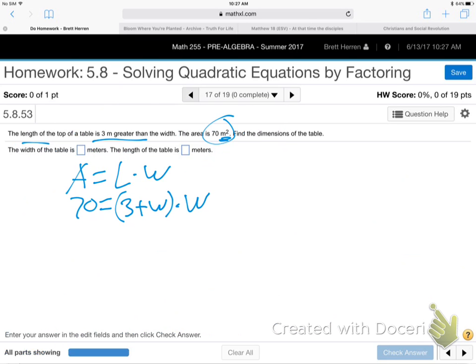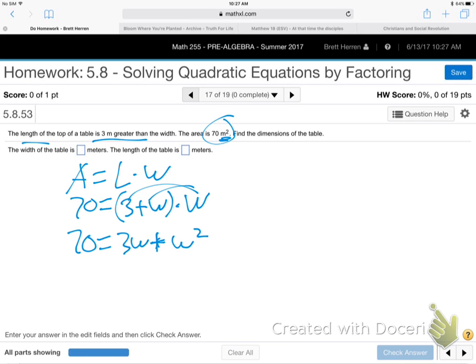Good question. For that, wouldn't it be easier to not really write a number line, but just multiply numbers that are 3 numbers apart? You could try that. You could totally do that. So multiply. 70 is 3W plus W squared.